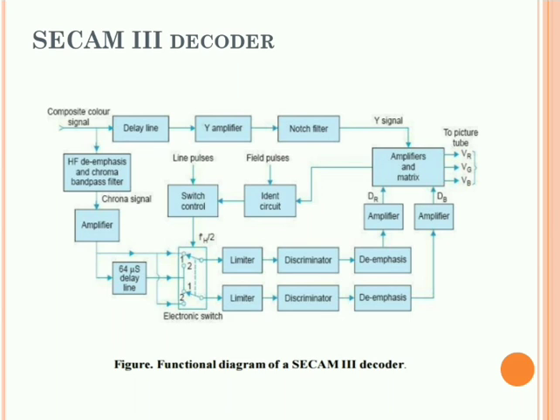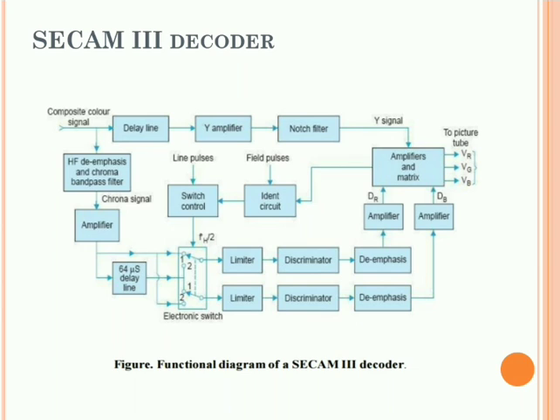This is the functional diagram of the SECAM decoder circuit, which has the composite color signal at its input at the receiver. This will be given to the de-emphasis circuit and band pass filter. Some delay line is applied to the Y signal, then Y amplifier and notch filter. After that it is given to the amplifier. We are using an amplifier and a 64 microsecond delay line. The original amplified output and the 64 microsecond delayed output we give to the electronic switch.